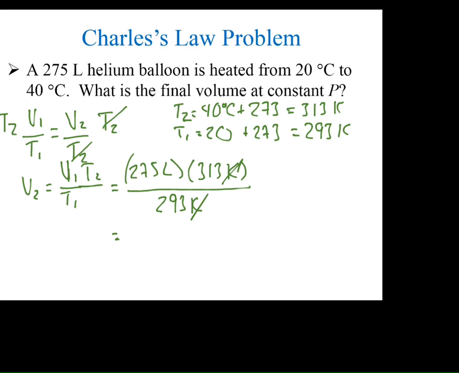So let's try it out. 275 times 313 divided by 293. What'd you get? 294 liters. So the temperature went up a little tiny bit, and the volume went up a little tiny bit, right? Now remember, the big thing on that is you've got to use Kelvin, right? If you would have put in Celsius, 20 and 40, that would have been double in the Celsius. You would have doubled the volume. That's not what it does. It only goes up a little tiny bit in Kelvin, so it goes up a little tiny bit in the volume. So make a note again: Kelvin, Kelvin, Kelvin. Got to use Kelvin.